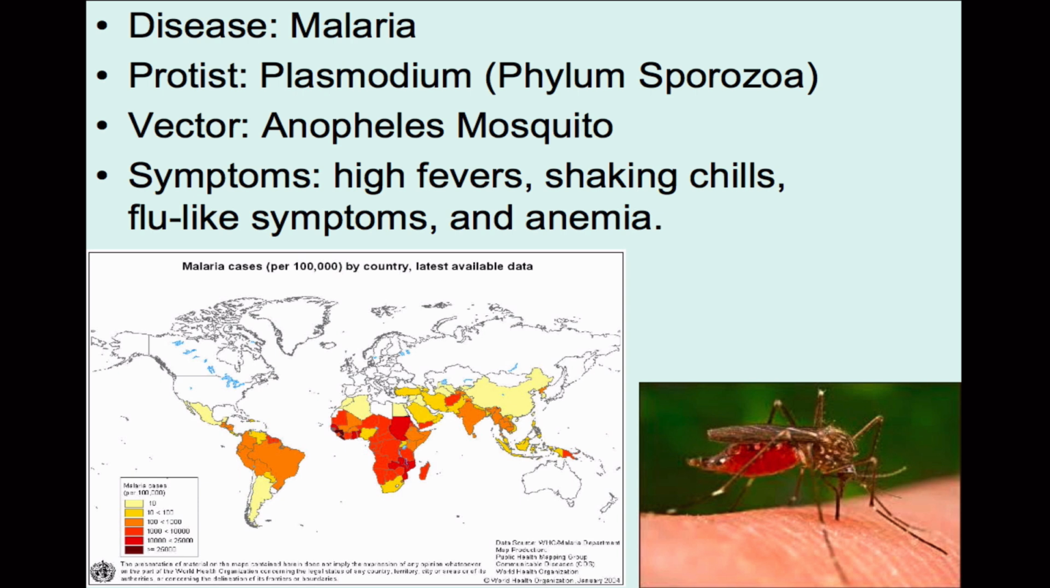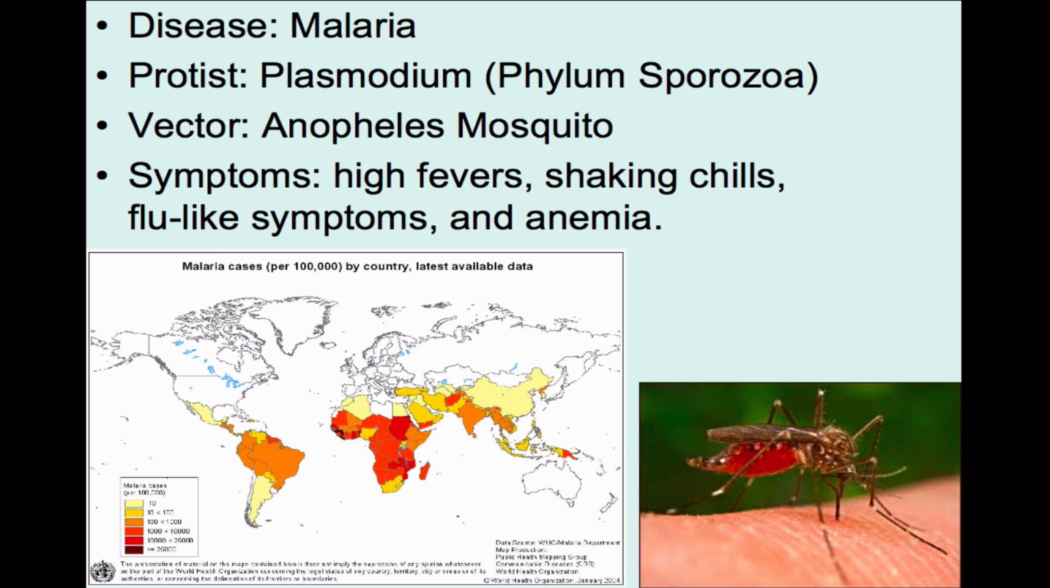And so the first one we're going to talk about is malaria. Malaria is caused by a protist called Plasmodium, and it's in the phylum Sporozoa, so it doesn't have a mechanism to move by itself, but what it does is it uses the Anopheles mosquito to move it from the mosquito to the host, and then it makes that host sick. And the symptoms of malaria are high fever, shaking chills, flu-like symptoms, and anemia, and can even cause death.